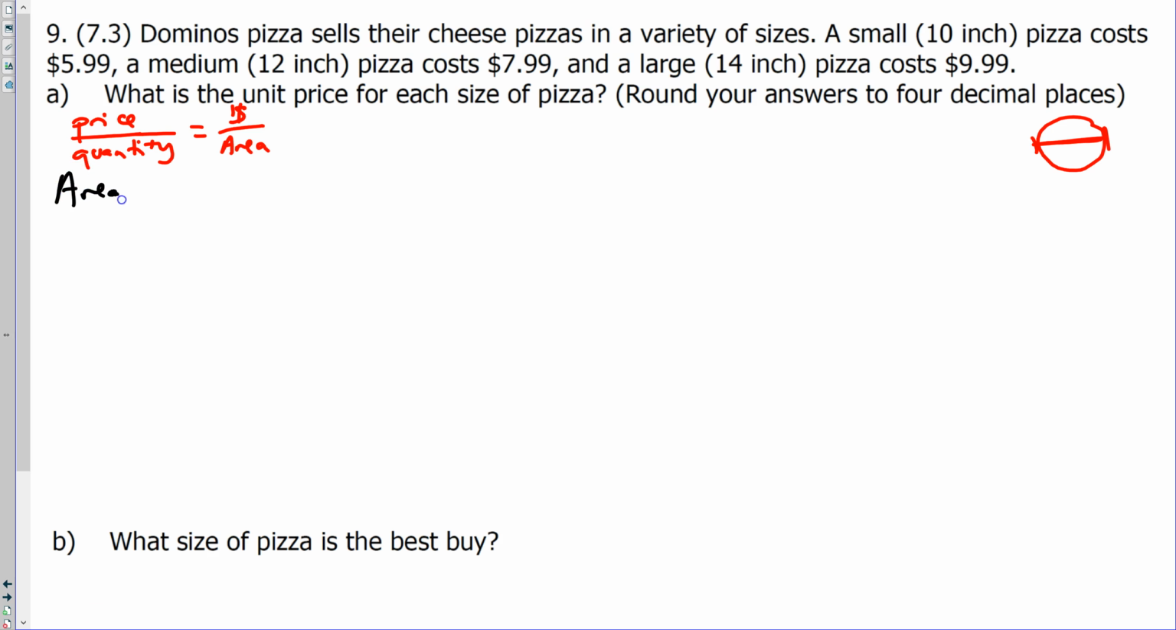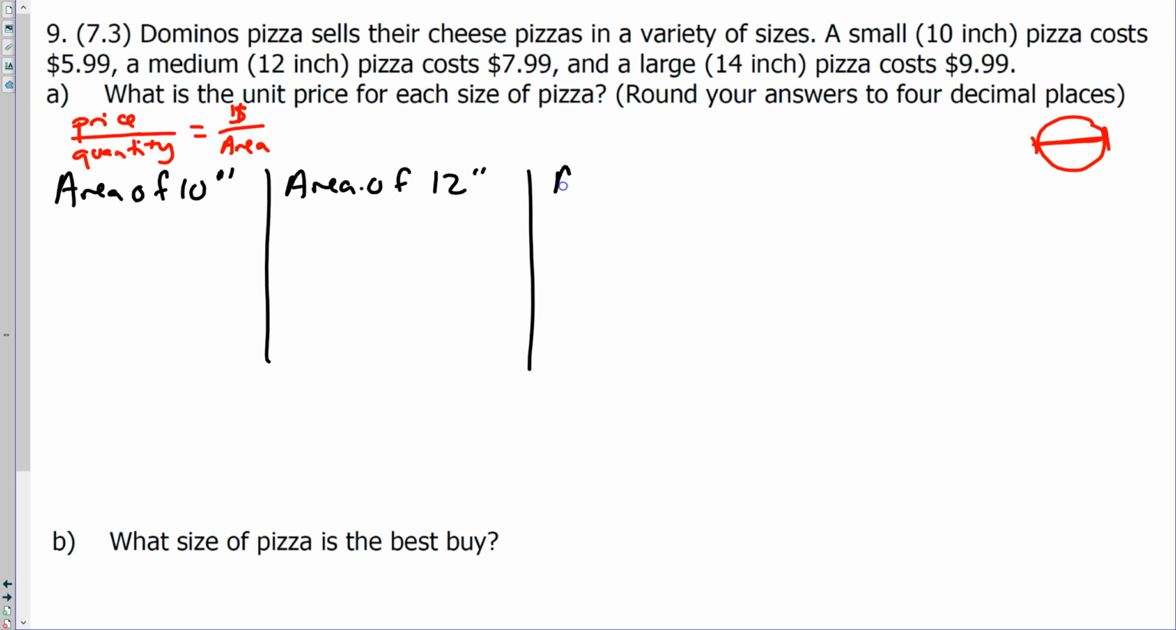So I'm going to calculate the area of the 10-inch pizza. Then we'll calculate the area of the next size, which was 12-inch, and then we'll do the area of the 14-inch. So this one had a little extra step to it in that we need to calculate the areas. If it was set up differently, if they weren't talking about pizza, if they were talking about, say, bottles of soda, then you wouldn't have to do that extra step. They would tell you the, say, fluid ounce amount or liter amount for your soda. This one, because we are talking about pizza, we do need to involve some geometry.